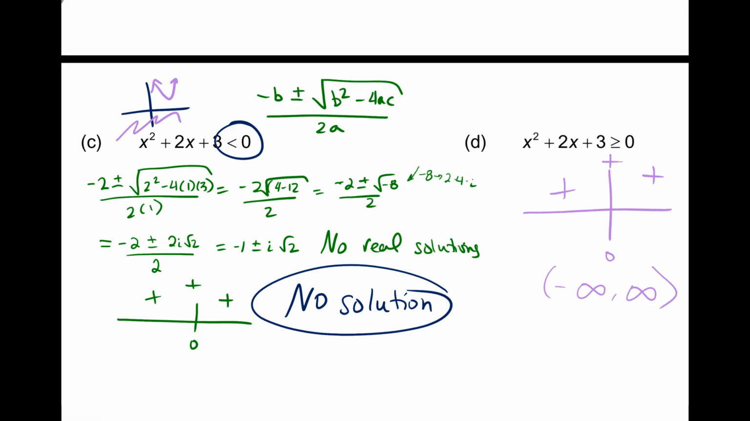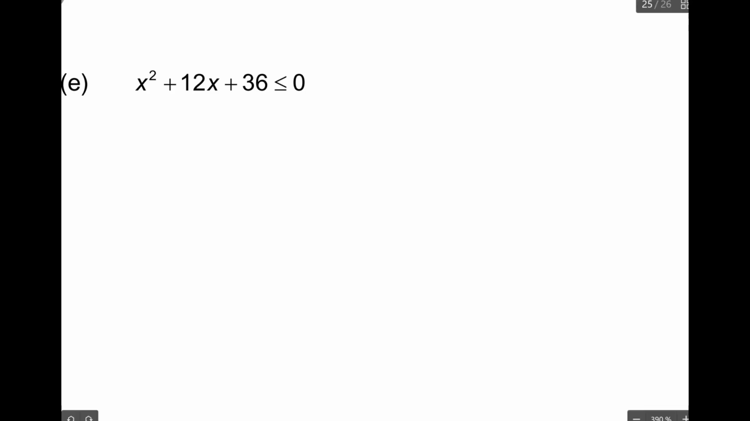Alright, part E. So x squared plus 12x plus 36 is less than or equal to 0. Okay, so let's try this out. So let's try factoring it. This is a perfect square trinomial, so (x plus 6) squared is less than or equal to 0. So negative 6, I have the solution negative 6 twice.